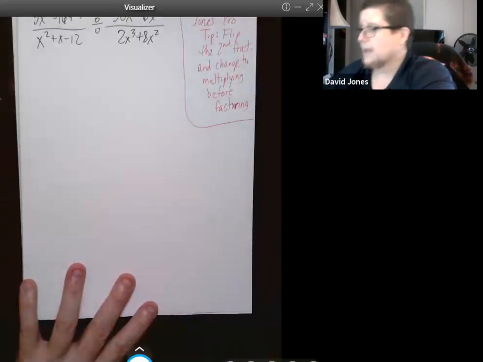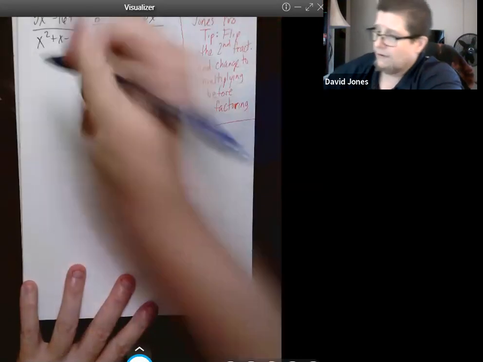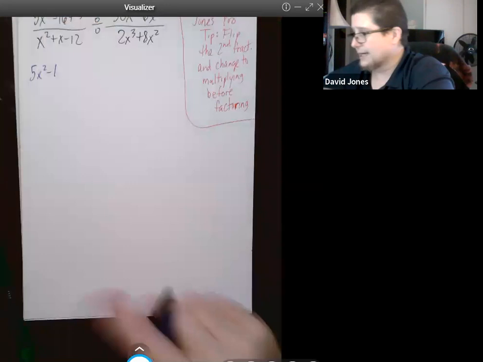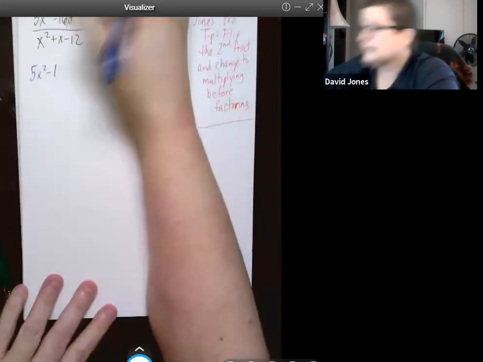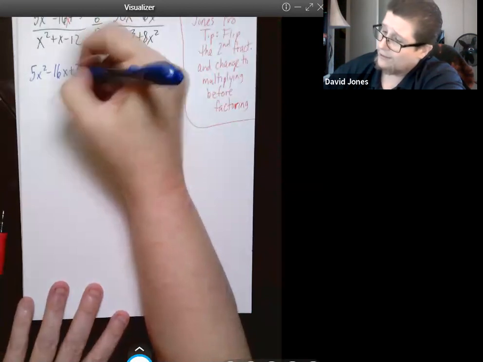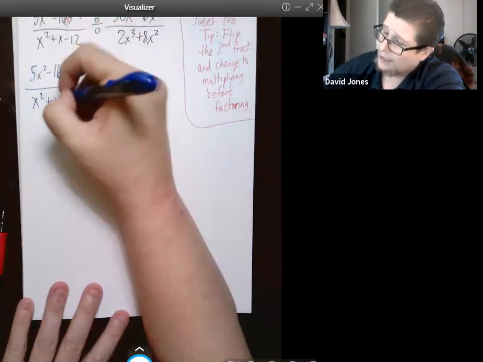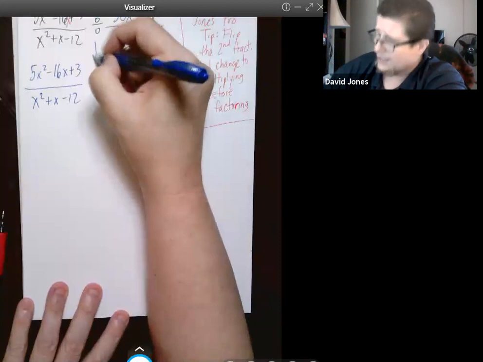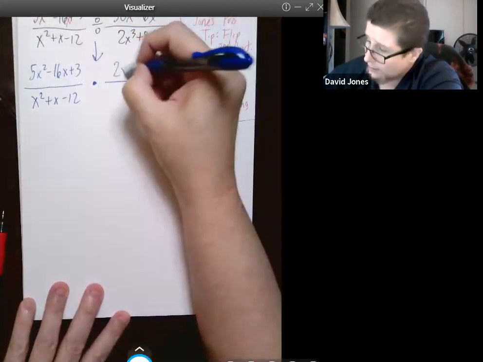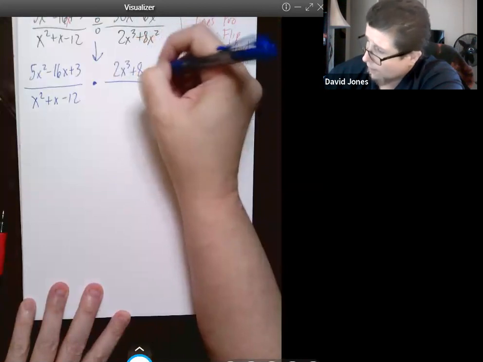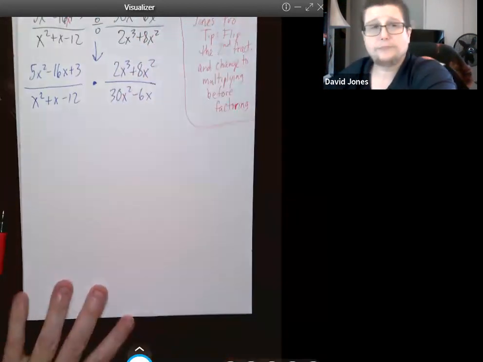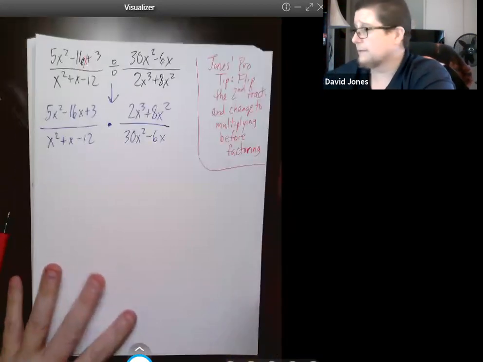All right. So, flip it. Oop, there's an x in there. Minus 16x plus 3 over x squared plus x minus 12. The divided sign turns into multiplication when I flip the second fraction. I'm off the screen. There we go.